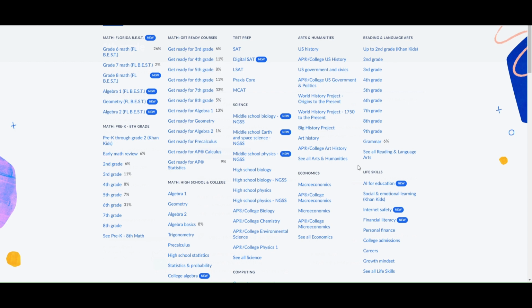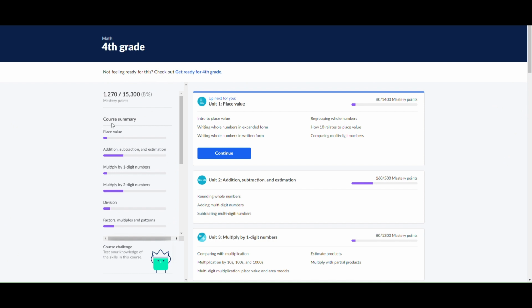They also have life skills. So life skills for internet safety, financial literacy, growth mindset. There's a lot of really, really cool things. Social and emotional learning for Khan Kids. A lot of great stuff here. Also computer science as well. But let's go ahead and take a look. We are focusing on the fourth grade just to take a look and see what I would recommend.